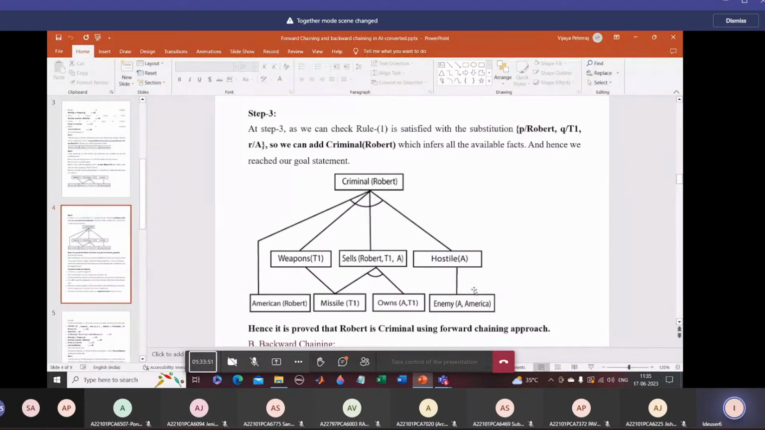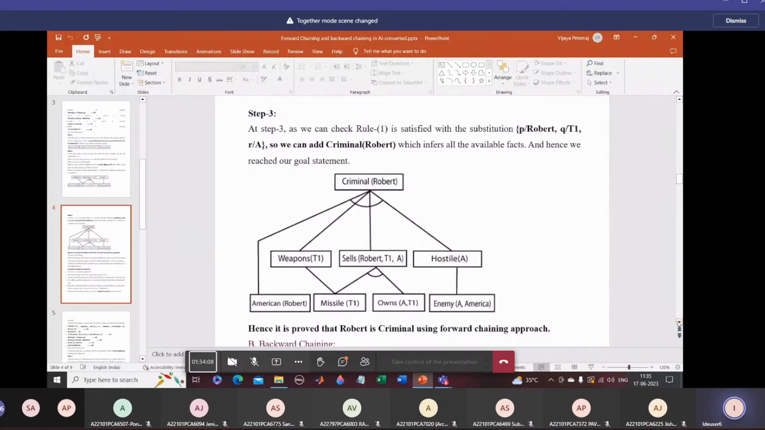Because he is an American. In America, the law is that no American should sell weapons to an enemy country, but he did it to country A, which is the enemy country. So we are saying that Robert is a criminal. Okay? So இதுதான் forward chaining.